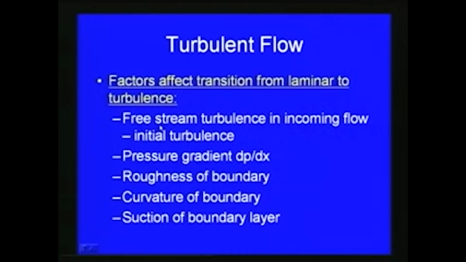So, again I will just go through the important parameters. Factors that affect transition from laminar to turbulence. Important factors are, first one is free stream turbulence in incoming flow or the initial turbulence. The second one is the pressure gradient dP by dx. Third one is the roughness of boundary, fourth one is the curvature of boundary, and fifth one is the suction of boundary.